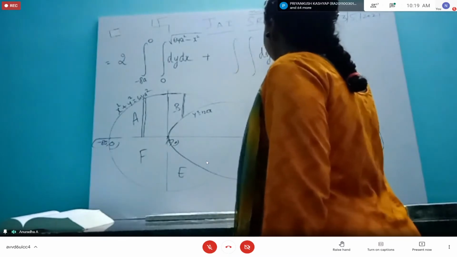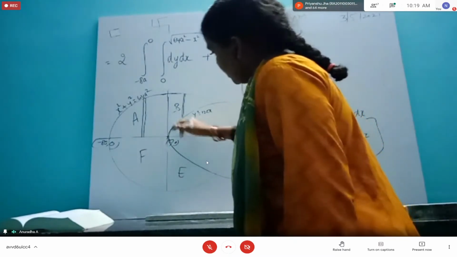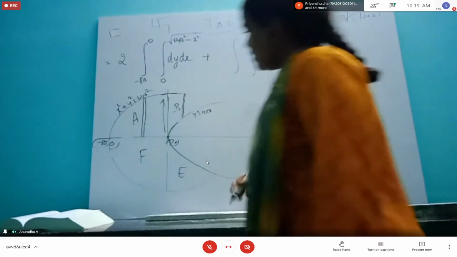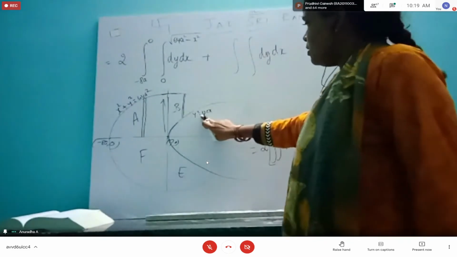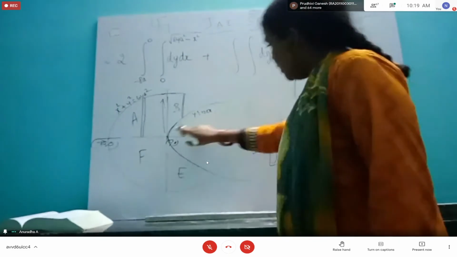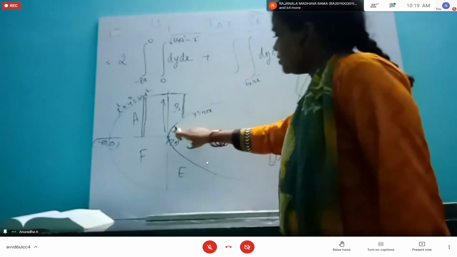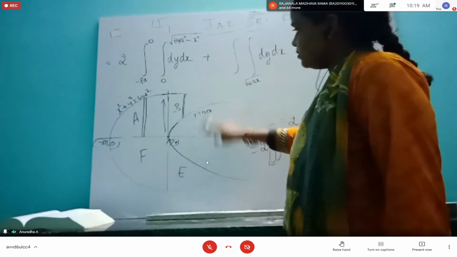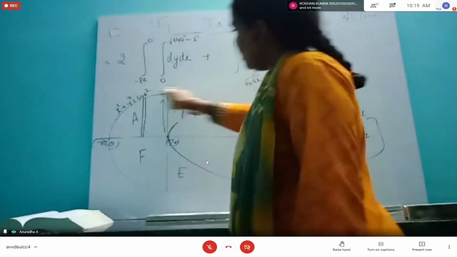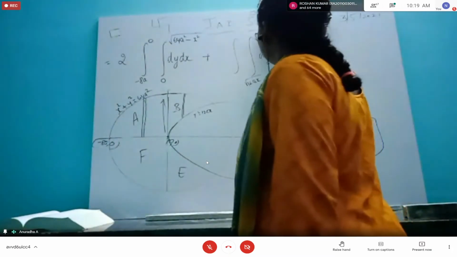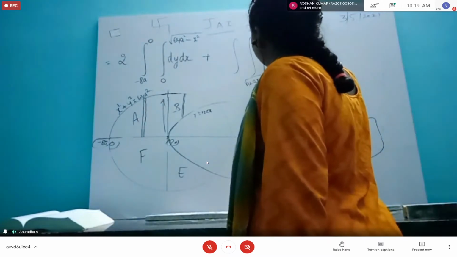Again dy dx. Lower limit, again the y-axis increases in this direction, so this will be the lower limit. Y equal to, again positive axis, so root 12ax, because this is the lower limit, this equation. Upper limit, again the same circle only is coming, so no problem. Same equation I can write.